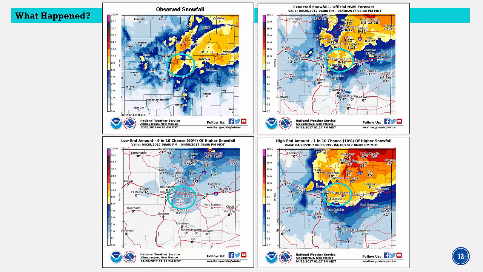Using these three graphics together can also tell you something about forecaster confidence for different areas. Seeing the official forecast near the high end amount should tell you that forecasters believe in models showing the higher end snowfall amounts. However, seeing the official forecast near the lower end amount should tell you the forecaster has lower confidence in the event materializing in this area.